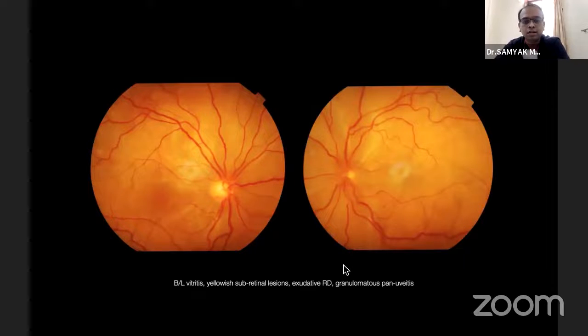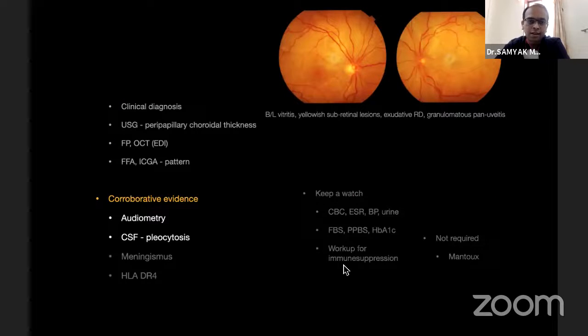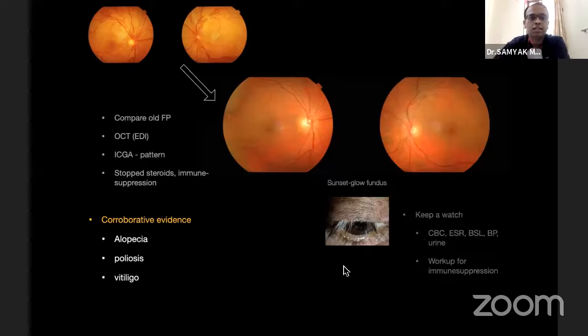Let us look at scenario 2, where you have bilateral exudative retinal detachments along with yellowish subretinal lesions with granulomatous panuveitis. This is again a clinical diagnosis, most likely VKH syndrome. You have to corroborate that evidence by an audiometry, or you can do a CSF tap to look for pleocytosis. You do not actually need any investigations from the laboratory end. You do need the imaging. You can do an FFA or an ICG, OCT, the EDI, and you can actually diagnose the disease.